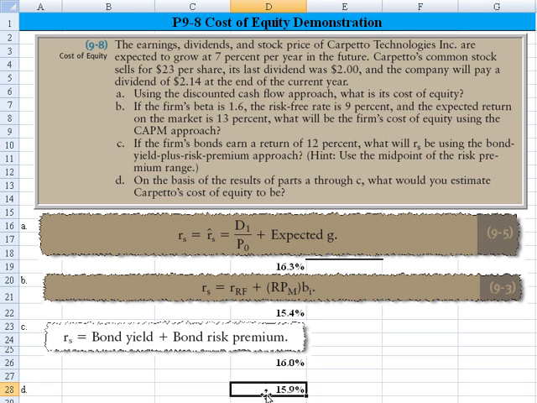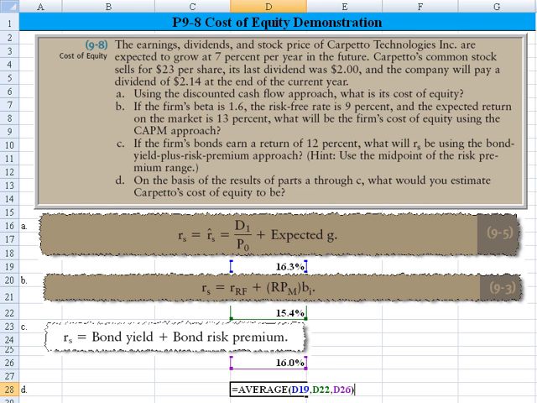Okay, now in D they simply say, on the basis of the results of Parts A through C, what would you estimate Carpeto's cost of equity to be? And the easiest way that I would answer that one is simply to average the answers you have under the different approaches. So if I hit F2, you see that I'm using the average formula.